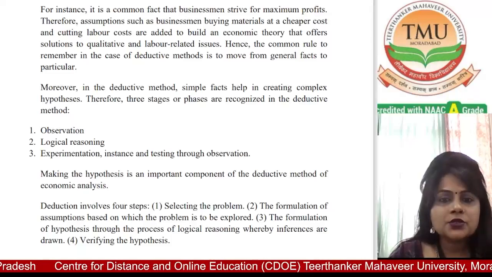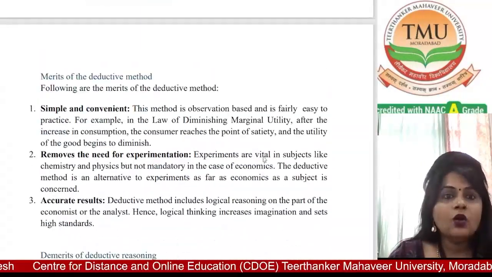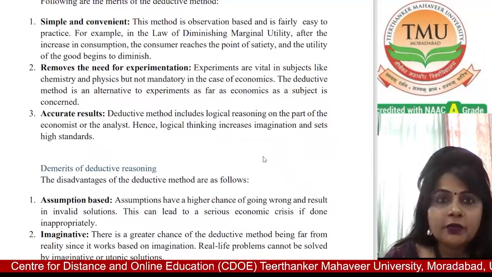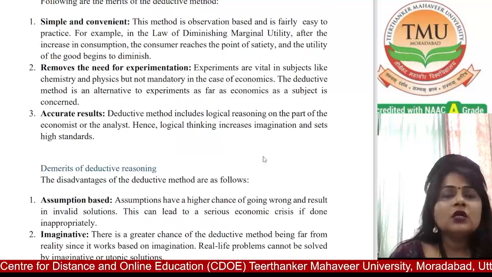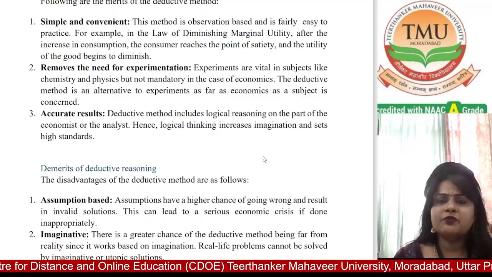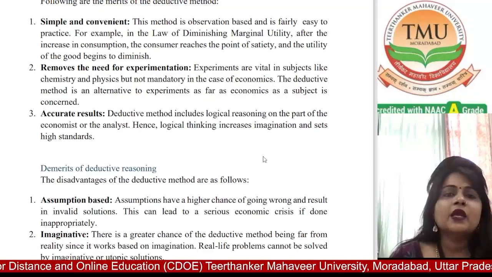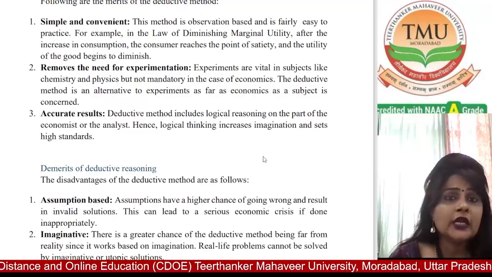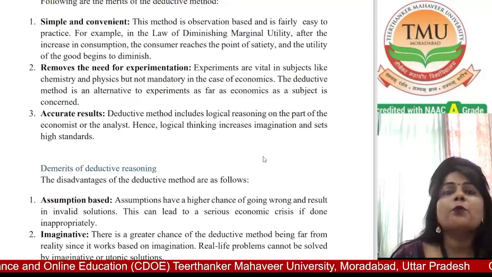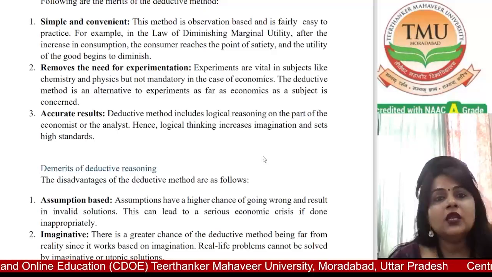I think you have understood the four steps of the deductive method. Now we will also study the merits of the deductive method. First of all, it is simple and convenient. This method is observation based and fairly easy to practice. For example, in the law of diminishing marginal utility, after the increase in consumption, the consumer reaches the point of satiety and the utility of the good begins to diminish.